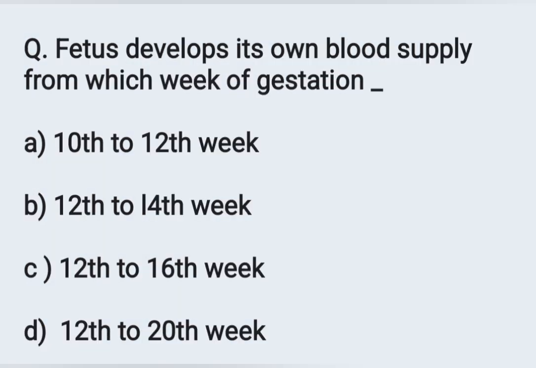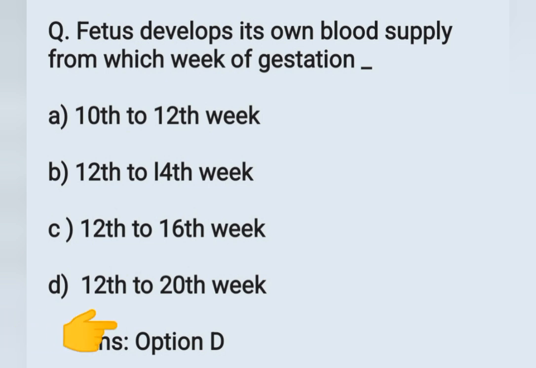Move on to the next question. Fetus develops its own blood supply from which week of gestation? Options. Option A, 10 to 12th week. Option B, 12th to 14th week. Option C, 12th to 16th week. Option D, 12th to 20th week. Our question is, from which week onwards the fetus develops its own blood supply? Okay, it's by 12th to 20th week of gestation. Option D is the correct answer. Move on to the next question.